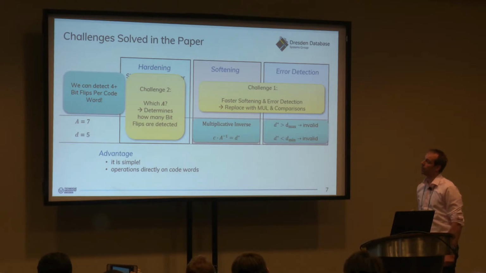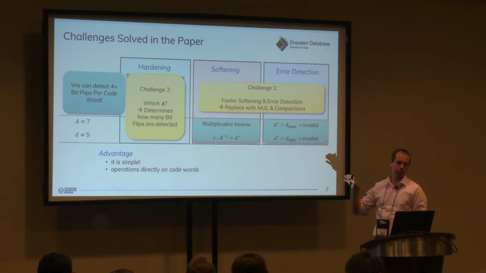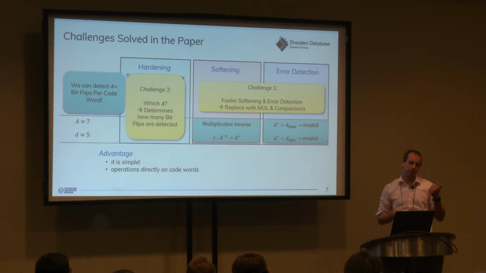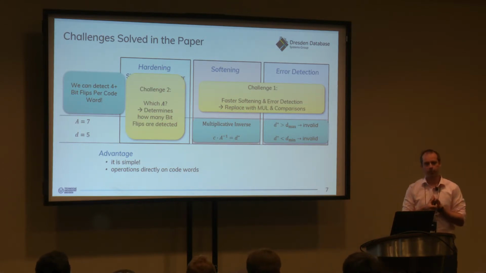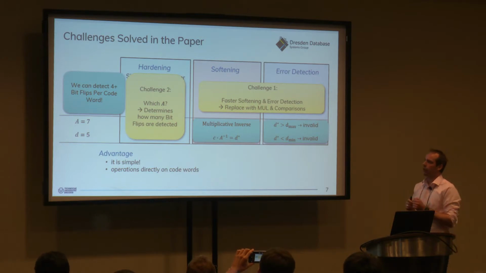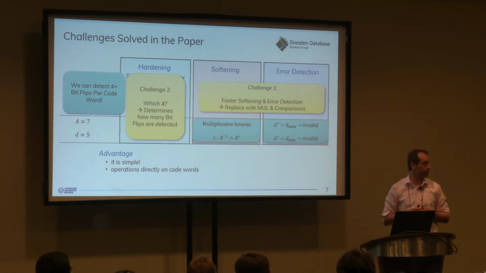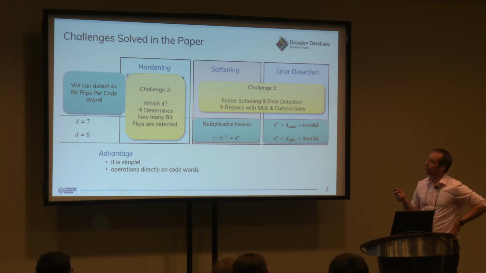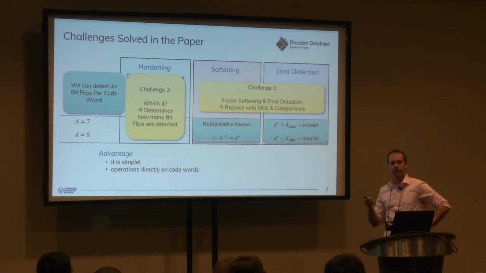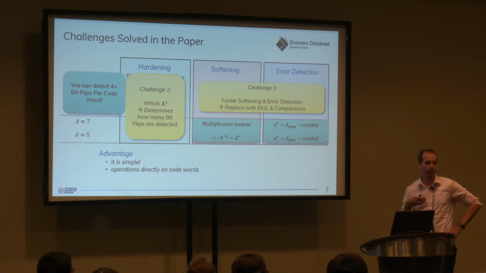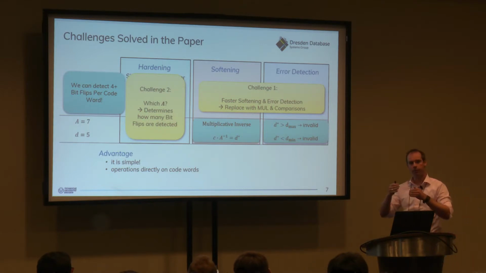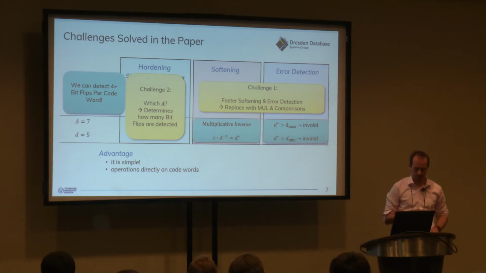So the second challenge is which A do we actually choose? And it turns out 2 things. First of all, the A determines how many bit flips we can detect. In principle, the larger the A, the more bit flips we can detect. But there's much more to it. You can read it in the paper. And it's also dependent on the data width, especially regarding compression. So depending on how many bits we use for our data, we always need a different A. And you can see in the paper we have a table there, and we can detect 4 and more bit flips per code word.